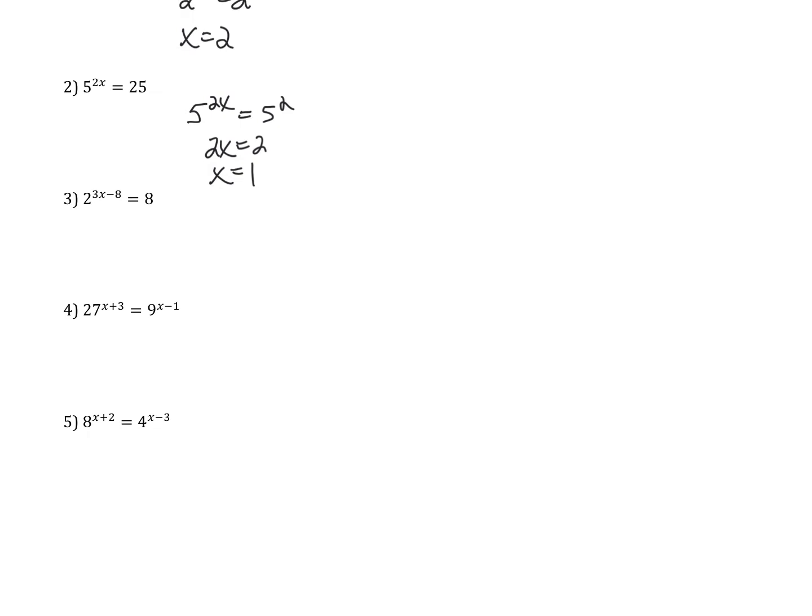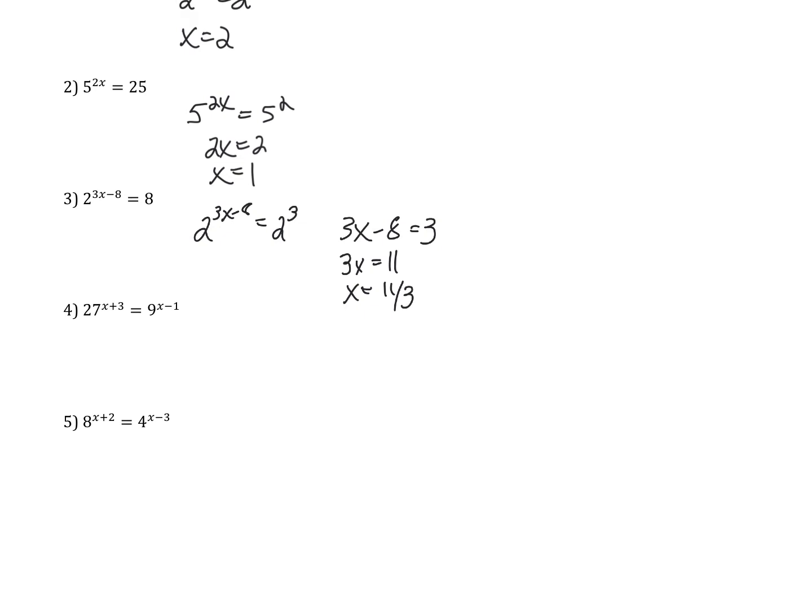All right, so hopefully you've paused it and have seen how it's played out. Let's see how it works out here. The left side is 2 to the 3x minus 8. The right side, 8, can be rewritten as 2 to the third power. So I have 2 to the 3x minus 8 and 2 to the third. That means that 3x minus 8 has to equal 3, right? Those exponents have to be equal to each other. If I add 8 to both sides, I'm left with 3x equals 11, or x equals 11 over 3. Not so bad, right?